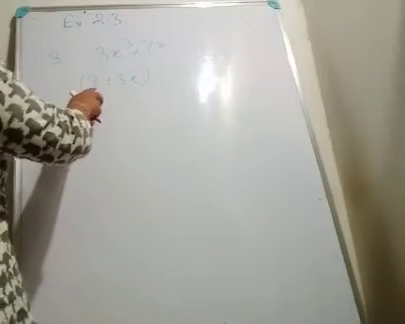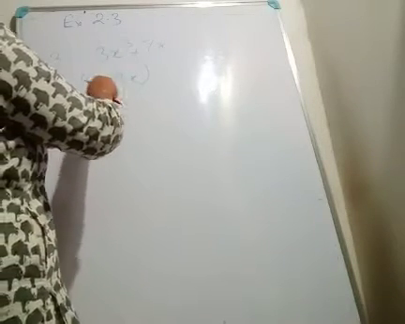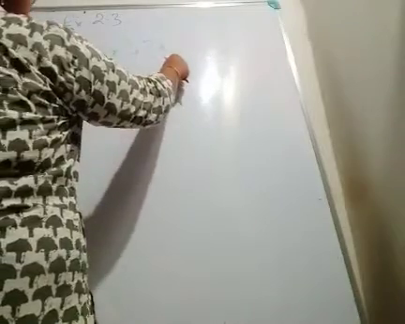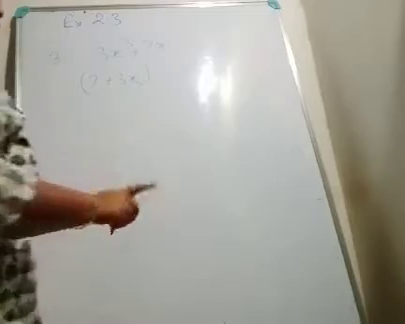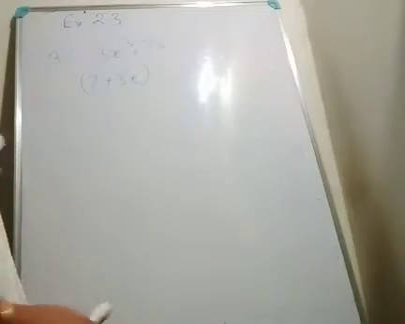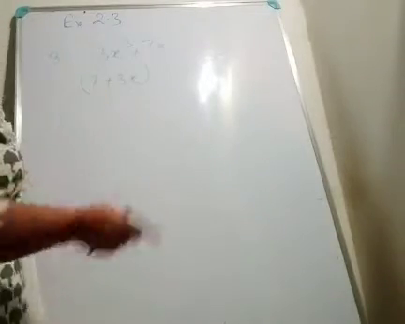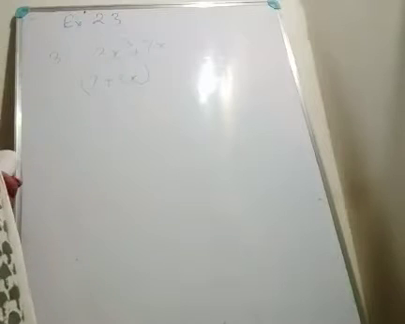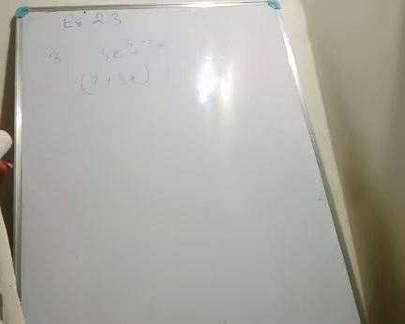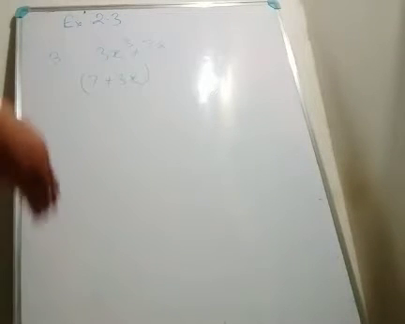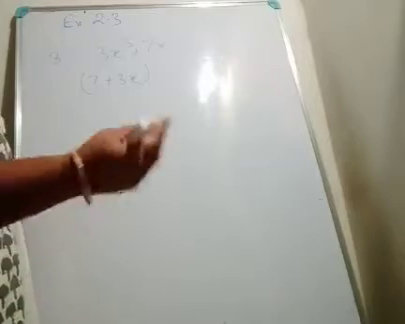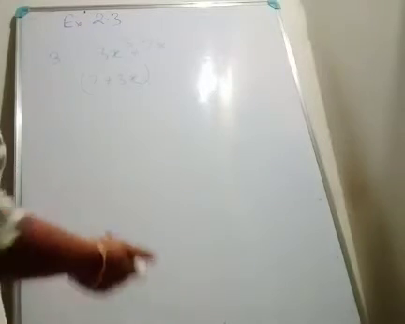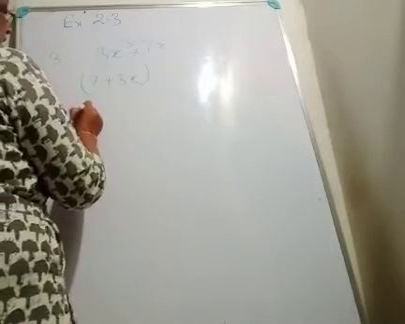You should divide 3x cube plus 7x by 7 plus 3x, and if you find the remainder is 0, then only you can say that 7 plus 3x is a factor of 3x cube plus 7x. So how will you find the remainder? By the long division method you can apply, and also by the factor theorem. So let's apply the factor theorem because it will take less time.